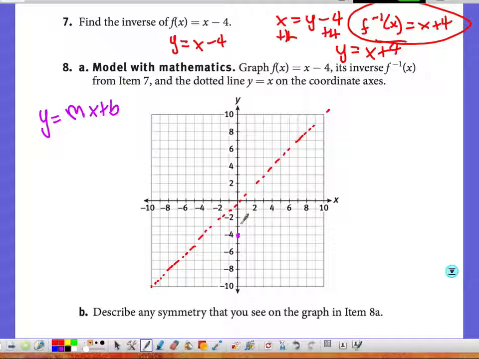Okay, I can see what it's doing. Alright, there we go. There's my graph. Now let's graph the inverse. The inverse function, I'll use black here. So again, we can use y equals mx plus b. My y-intercept is at positive 4, and my slope is 1, so it's basically going evenly.